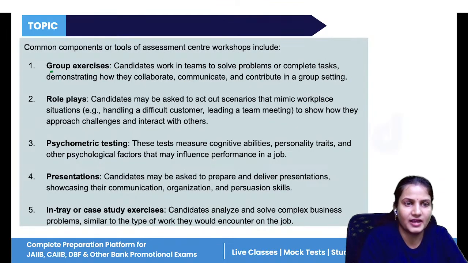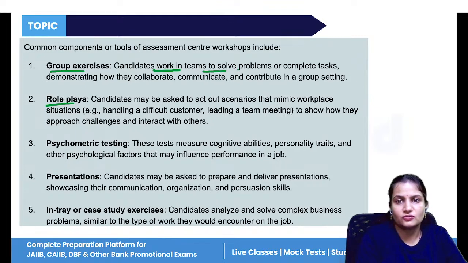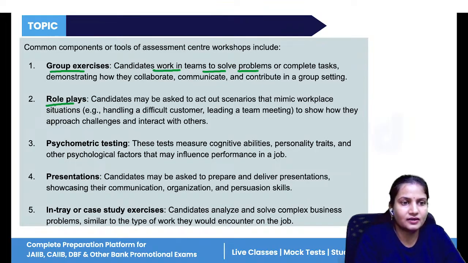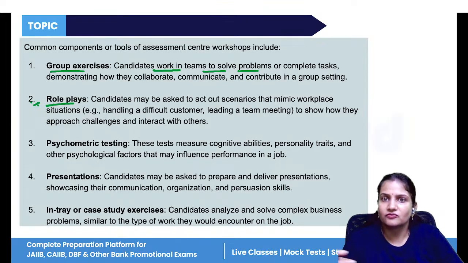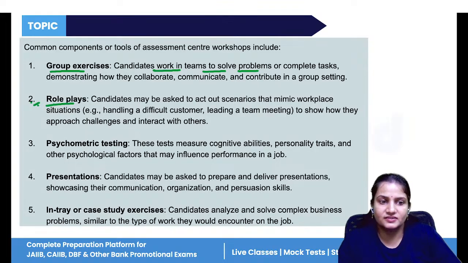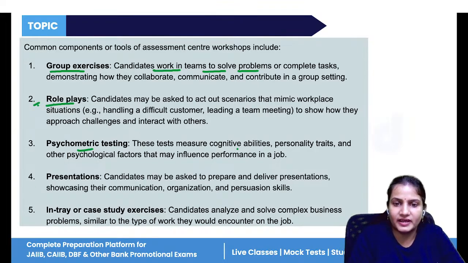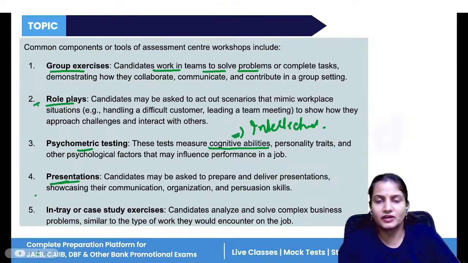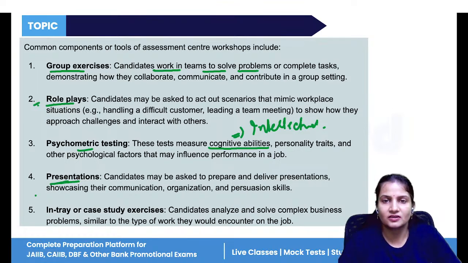And in assessment center, we have group exercises, then role play. Candidates will be given problems to solve, tasks to complete, to demonstrate their skills. Then role play, they will be asked to perform the role of CEO, the role of CTO, so that they can see how you are showcasing your skills. Then psychometric testing, to test your cognitive abilities. Cognitive abilities means intellectual abilities. Then presentation, how you are presenting in front of many people, how you are delivering your speech.